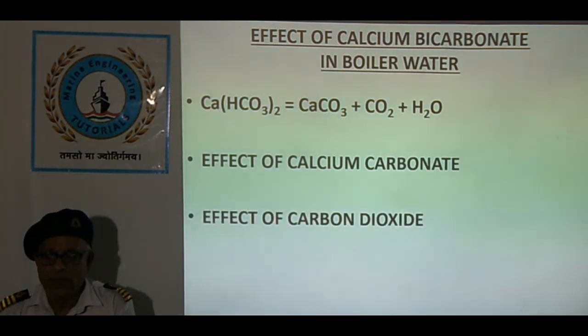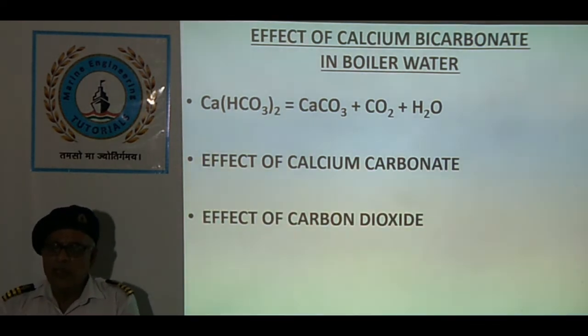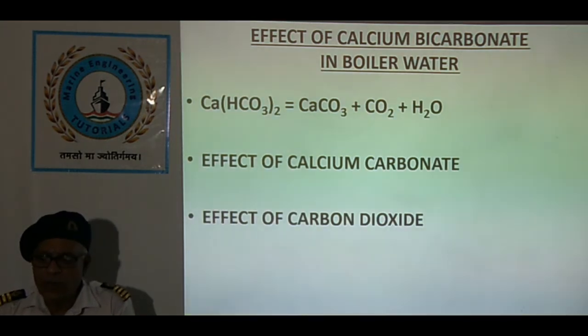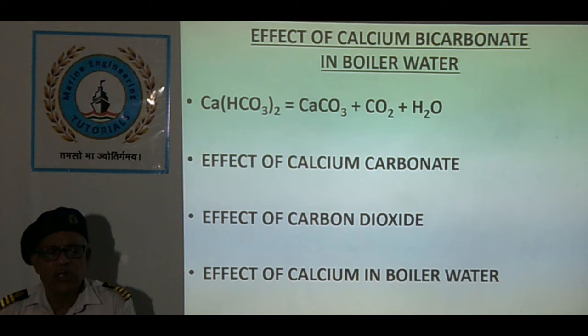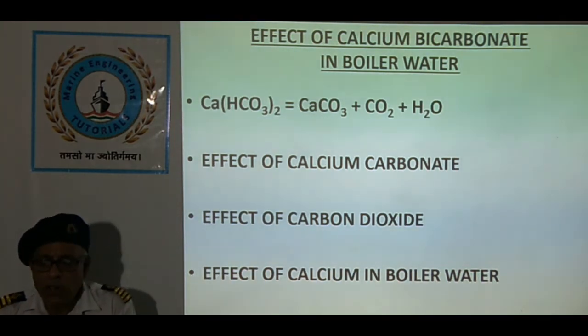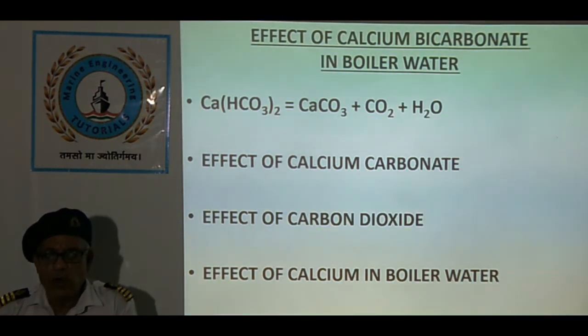Effect of carbon dioxide. Carbon dioxide liberated in the above reaction is responsible for formation of carbonic acid, thus lowering the pH of boiler water. Effect of calcium in boiler water. Presence of calcium in boiler water results in loss of alkalinity, corrosion of boiler metal surfaces and loss of phosphate reserve in the boiler.